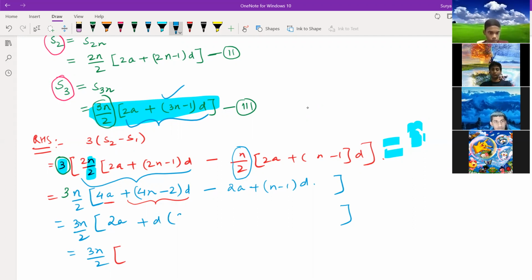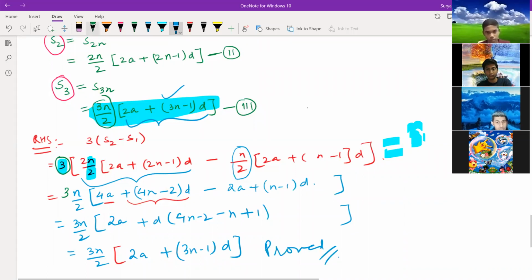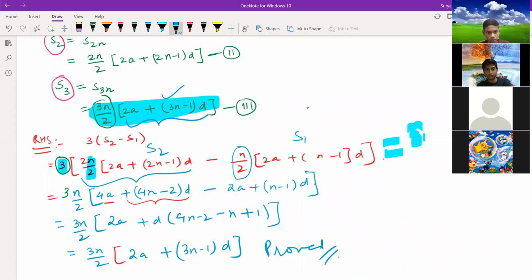So in bracket what we can get? 4n minus 2 minus n plus 1. So 2a plus 3n minus 1 into d. Now it got proved. So before I had written it as S2 minus S3. Now I have just written S2 minus S1. Is it clear? Anyone having doubts, any steps?